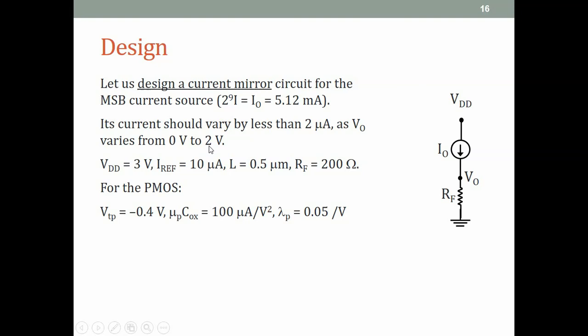This is what we need to design, and what we are given is a VDD of 3 volts and an IREF of 10 microamperes. We are told that the length of all our MOSFETs should be 0.5 micrometers, RF is 200 ohms, and we will make a PMOS current mirror because it is coming from VDD to a floating node, so this has to be a PMOS current mirror. These are the PMOS parameters, our usual ones: minus 0.4 volts, 100 microamps per volt squared, and lambda is 0.05 per volt.